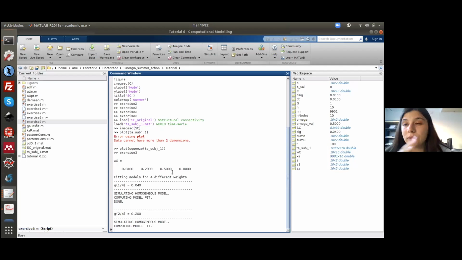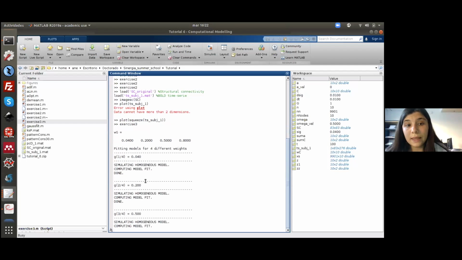So in order to have more or less the same range of values of the global coupling. As you can see here, it takes a little bit to simulate the model. Mainly, most of this time is for performing the calculation of the functional connectivity dynamics more than for the model, because in this case it's a homogeneous model, so we are not fixing also the local bifurcation parameters.